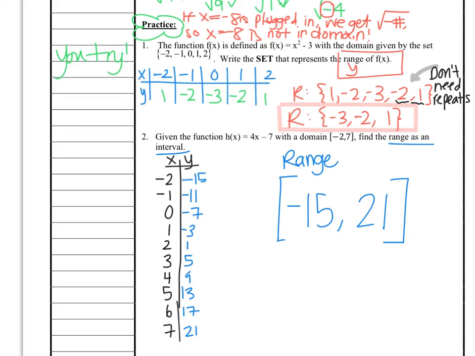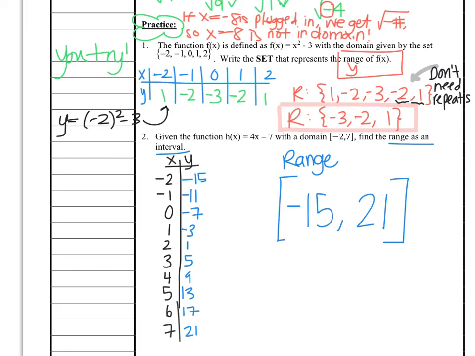In number 1, it says the function is defined by x squared minus 3 with the domain given by this set. So they give us a set of x values here, and it asks us to write the set that represents the range, being the y values. So I made a little table. In my calculator or in my head, I plug in the x value, so y equals negative 2 squared, and then minus 3. That gives me positive 1. That's my process for each one: input the x value, and the output is the y value.